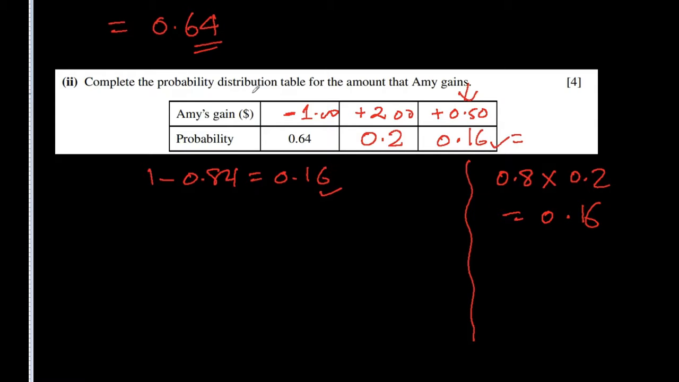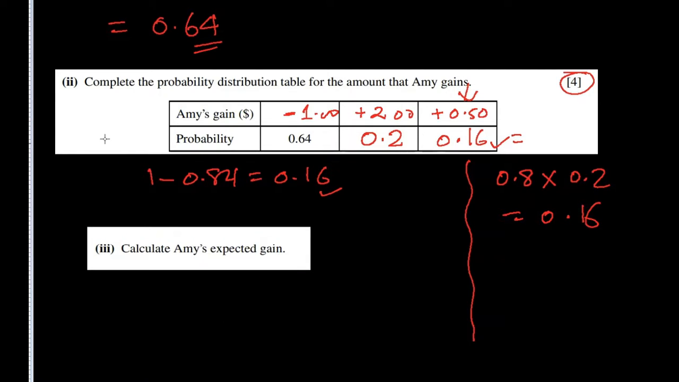And complete the probability distribution table for the amount that she gains, which is 4 marks worth. I have done it mostly by explaining it to you. You can write everything here in this space. Now, third part.